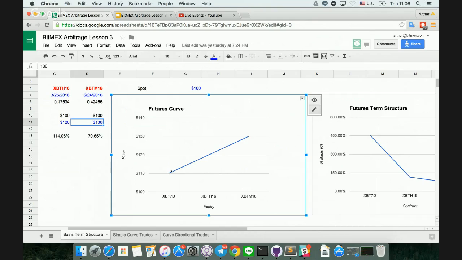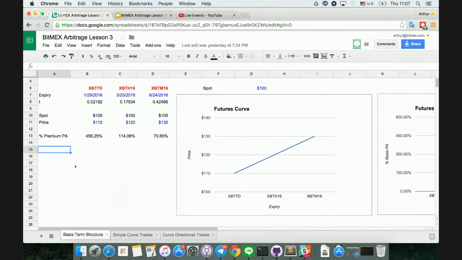Now, to compare just outright prices with no concept of time is not correct. We want to compare apples to apples, which means that a weekly futures contract that's at $110 when the spot is at 100 is completely different than a contract expiring in 6 months that's at $130 when the spot is at 100. So what we want to do, and what we have described in the past, is calculating that percentage premium per annum. And so here we've done this calculation.